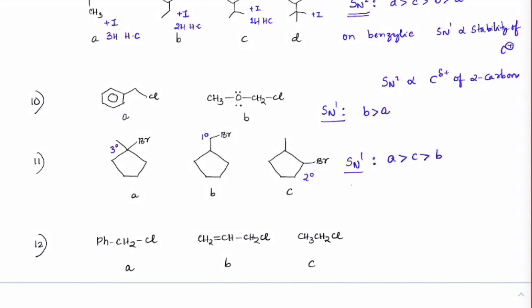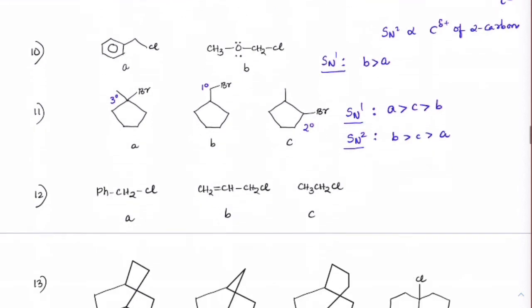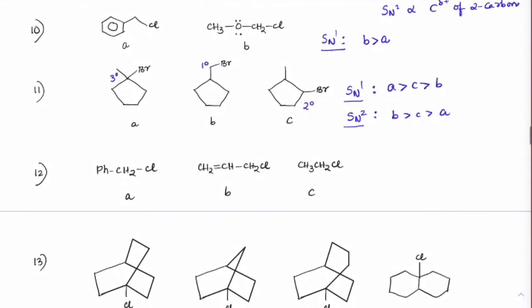Okay. And when it comes to SN2, in SN2 it is always about crowding. Okay, in this case it is only about crowding. Only in those benzylic cases, don't worry about the crowding part. In SN2, check it out, it is B better than C, better than A. Please make a note.